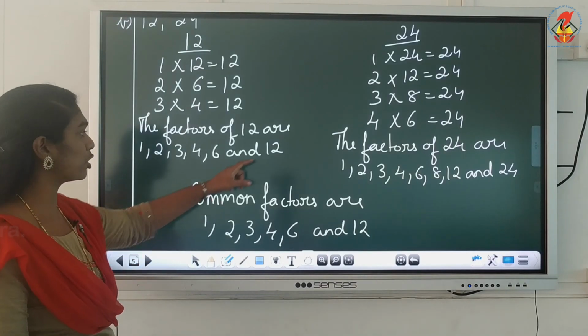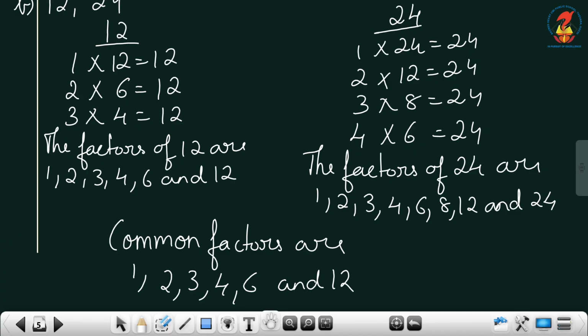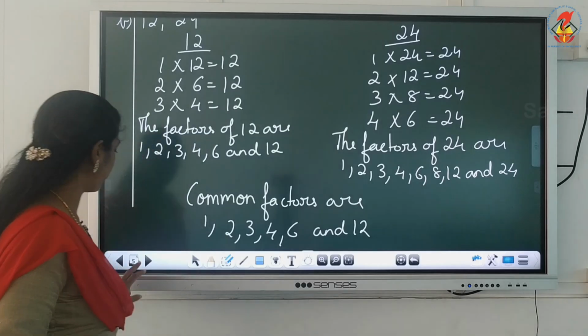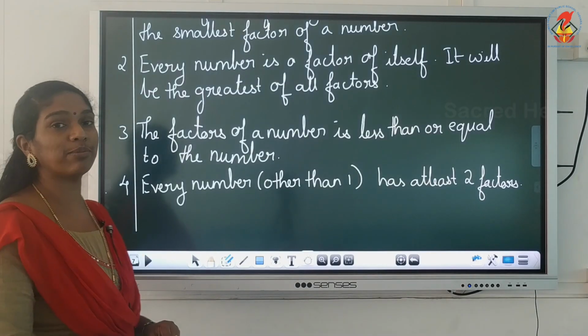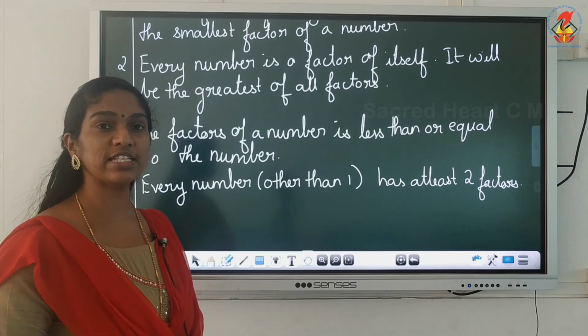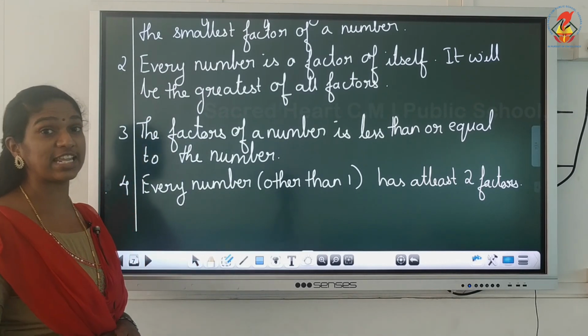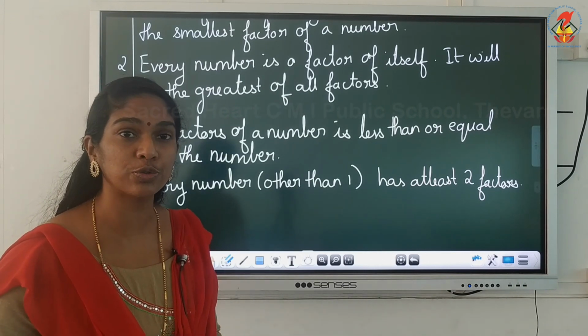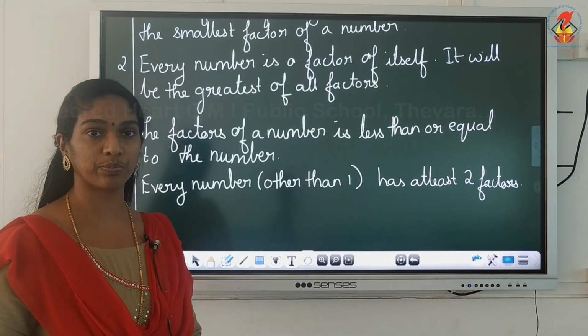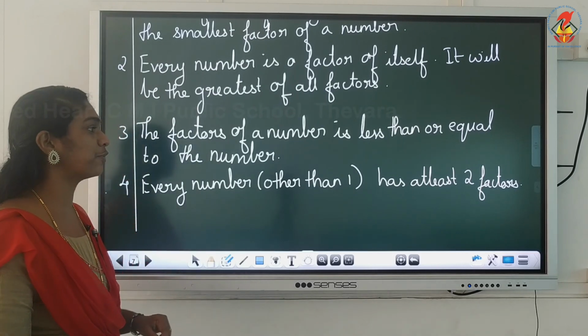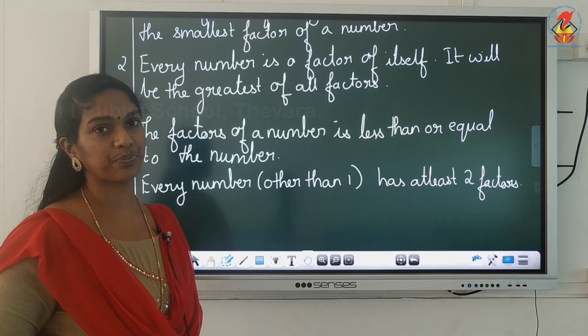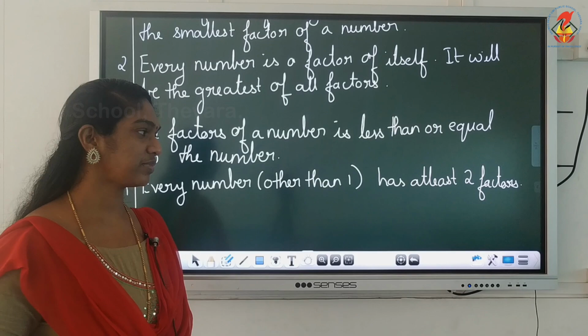You take the same example, 12. All the factors of 12 are less than 12 or equal to 12. You take the factors of 24. All the factors of 24 are less than 24 or equal to 24. Okay? And the last point, every number other than 1 has at least 2 factors. What do you mean by at least 2? At least 2 means 2 or more. Understood, children? Thank you.